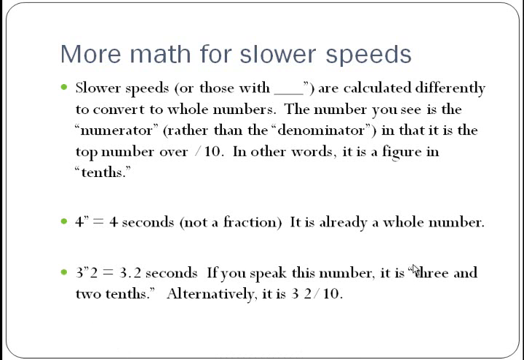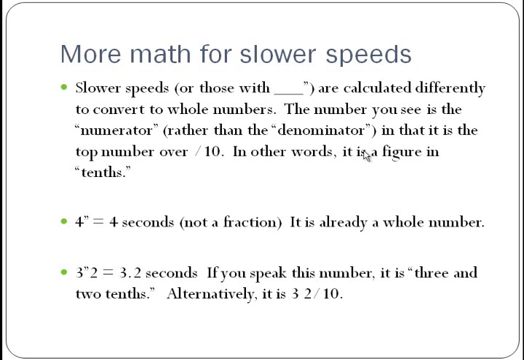3 seconds and a 2 equals 3.2 seconds. If you speak this number, it is 3 and 2 tenths. Alternatively, it is 3 and 2 over 10.